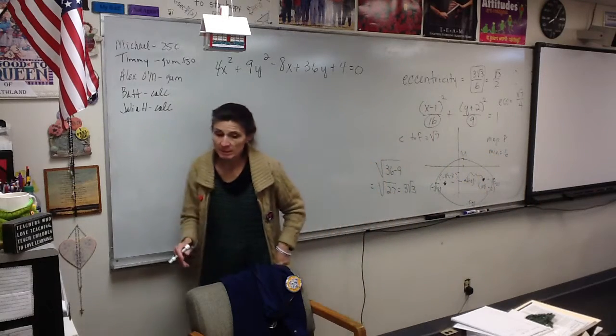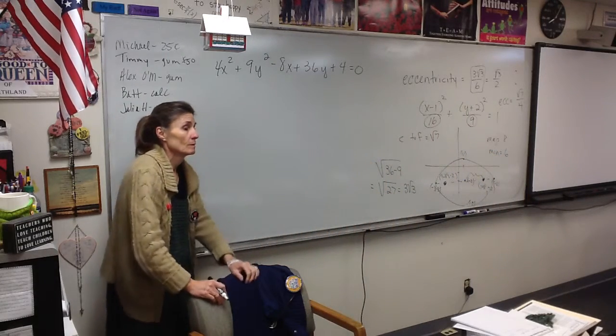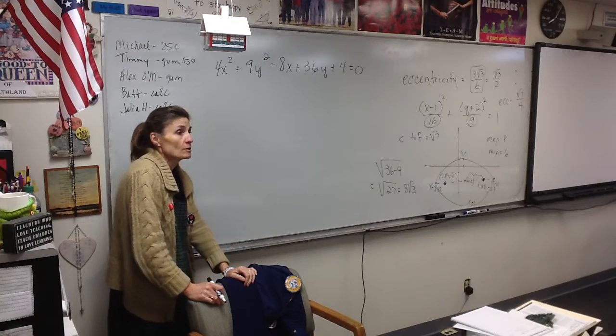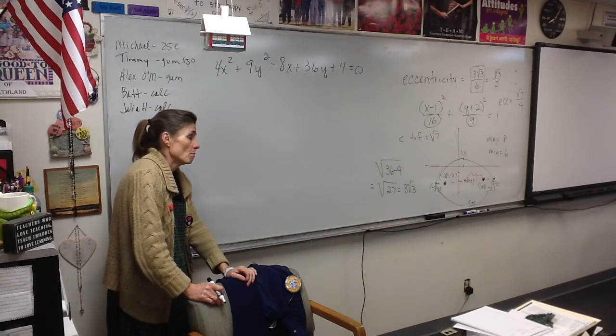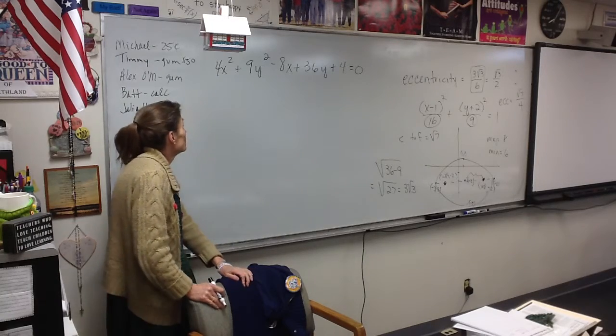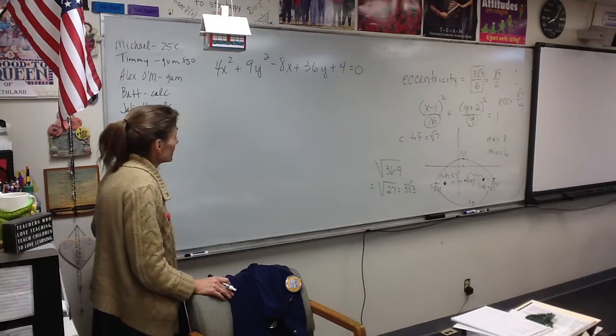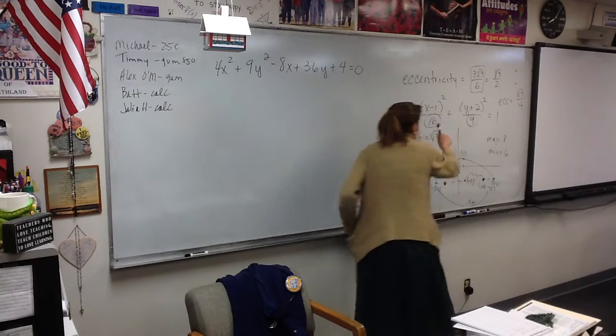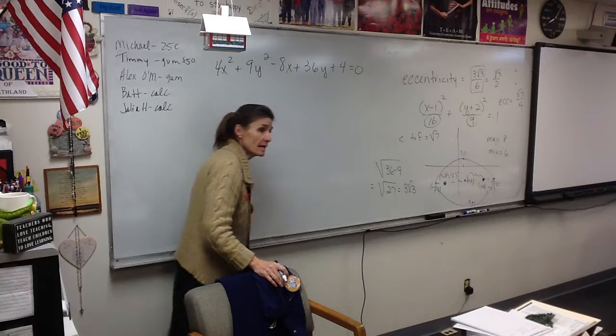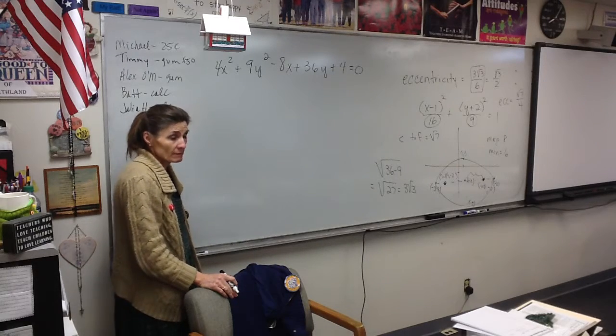How do you know this isn't the equation of a parabola? Because there's two squares. Yeah. Well, your job is to make that equation look like this one. What are we going to have to do to make that happen? We're going to have to complete the square.